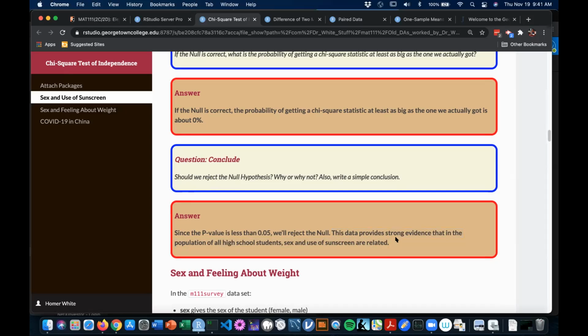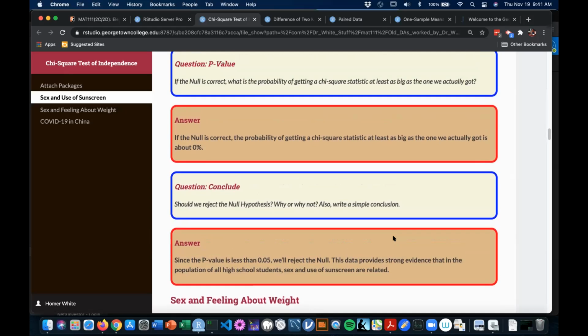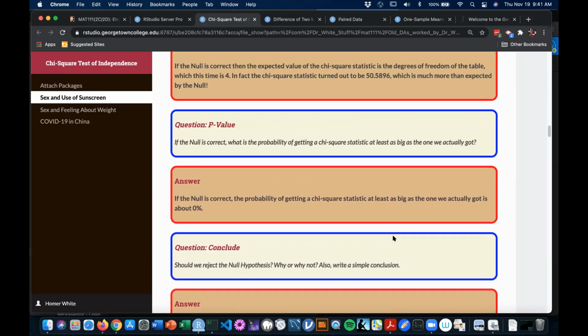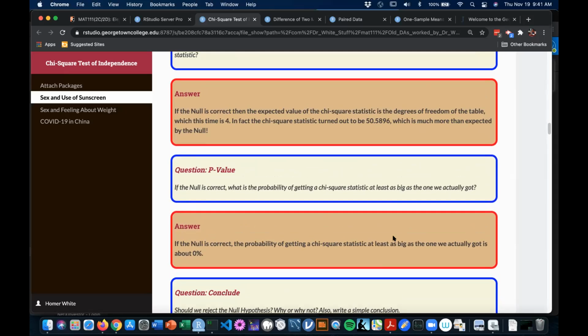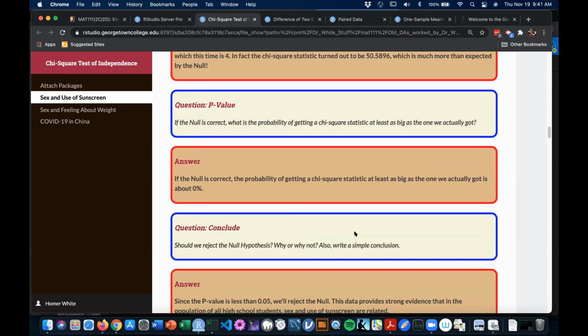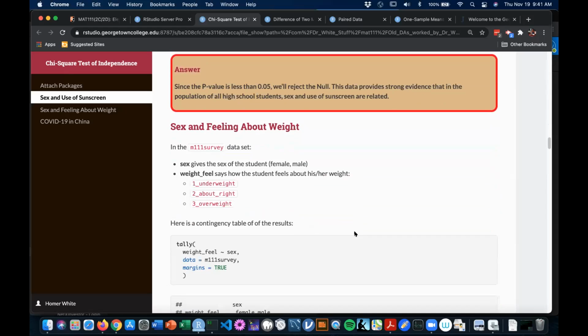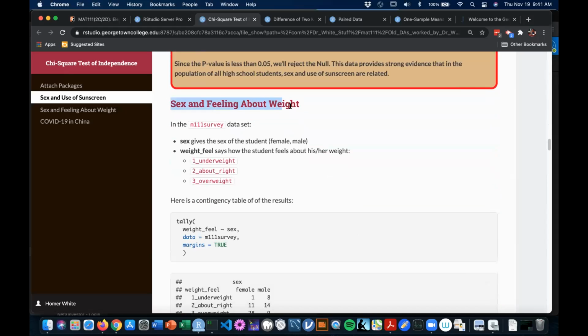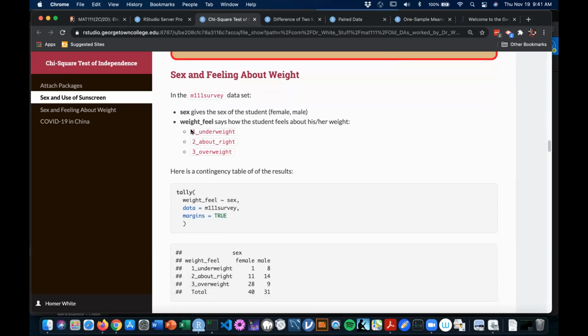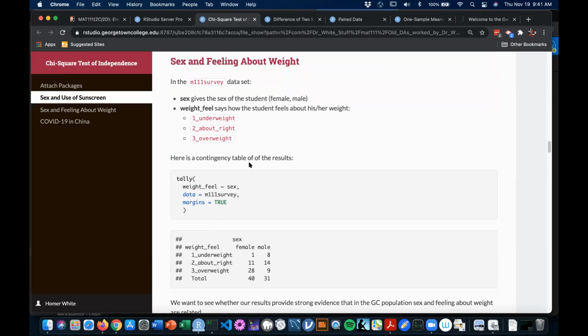Okay, so that kind of problem is easy enough to get all the parts right because each question corresponds to one of the laid out steps in the logic of a test of hypothesis. And so a lot of people got this fine. Next up, sex and feeling about weight. So in the M111 survey data set, there was the variable sex, and there was also the weight feel variable, a nice little ordinal categorical variable. And are they related out there in the Georgetown College population?